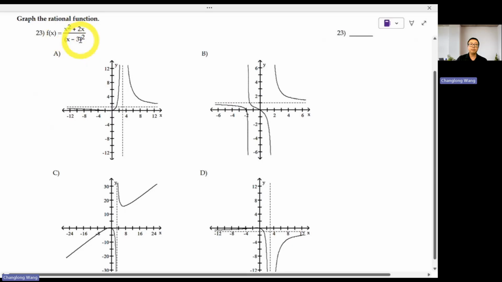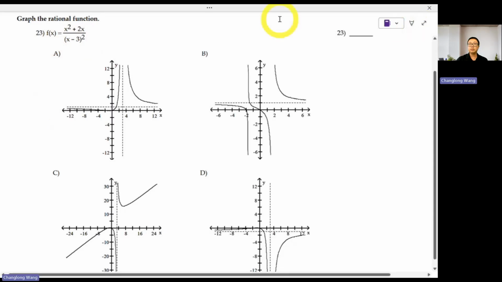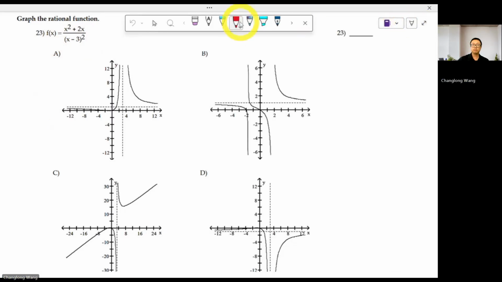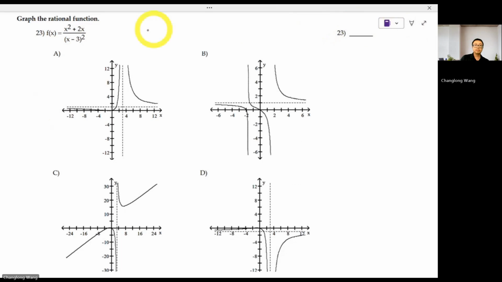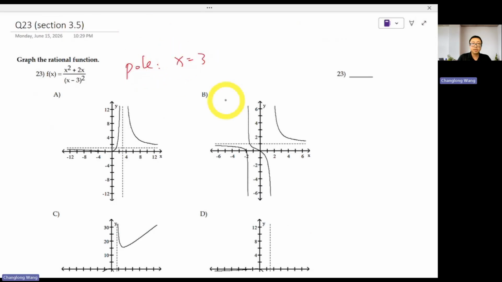So now, first off, we see that there is a zero. There's a pole, right, at x equals 3. But can you guys tell me, is that an even or odd pole?